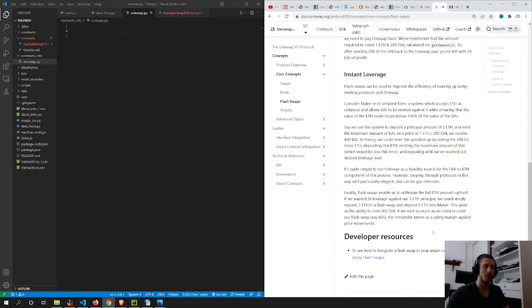2x leverage against our 3 ETH principal. We could simply request 3 ETH in a flash swap and deposit 6 ETH into Maker. This gives us the ability to mint 800 DAI, if we mint as much as we need to cover our flash swap. The remainder serves as a safety margin against price movements.